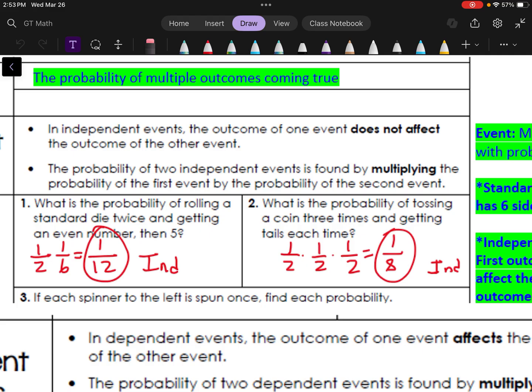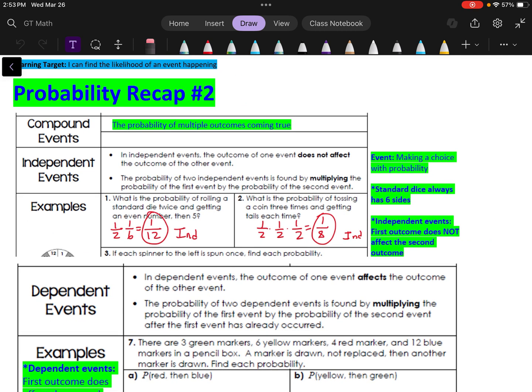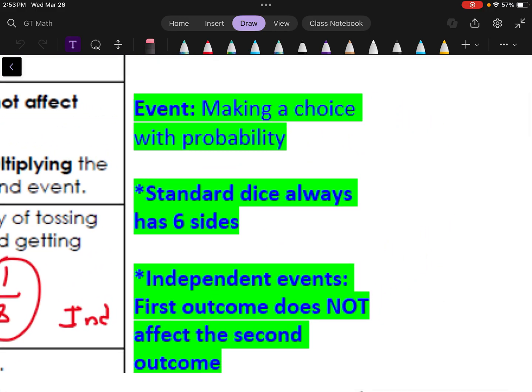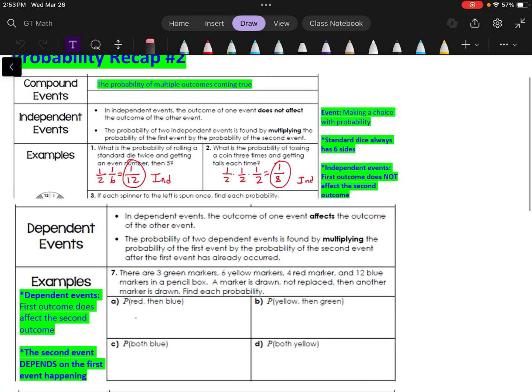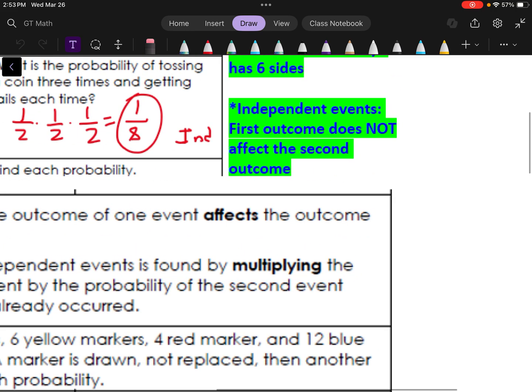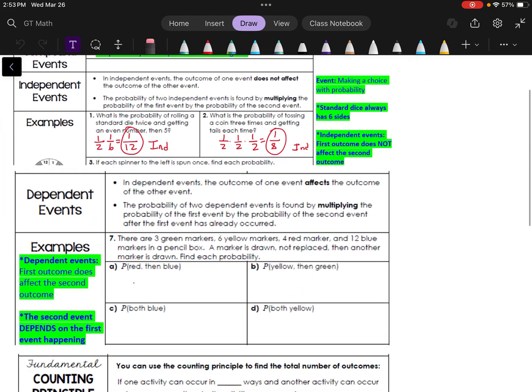You take a card out of a deck and then you put it back in the deck, your odds will not change the second time around. These are called independent events, okay? Now, the word event is making a choice with probability. So it's anything: the spin of a dice, the flip of a coin, choosing a card. It's something that you're choosing, right? Remember, independent events, the first outcome does not affect the second outcome, and so on.